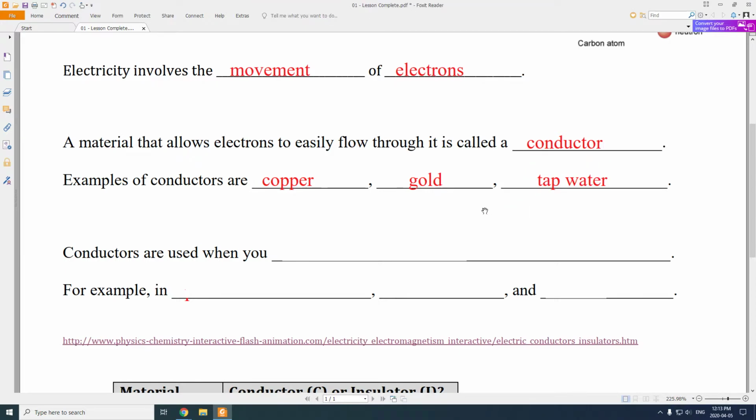Other conductors include even tap water. If you fill up a bathtub with tap water, it's not pure water. It has some different elements and ions dissolved in it. So it can also conduct electricity, not as well as copper and gold, but it is still a conductor. That's also why you need to be careful about having a hairdryer near a bathtub. If that hairdryer falls into the bathtub, the electricity could flow through the water because the water out of your tap is still a conductor.